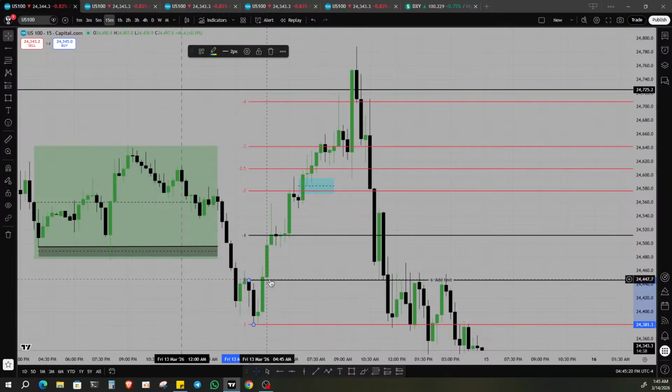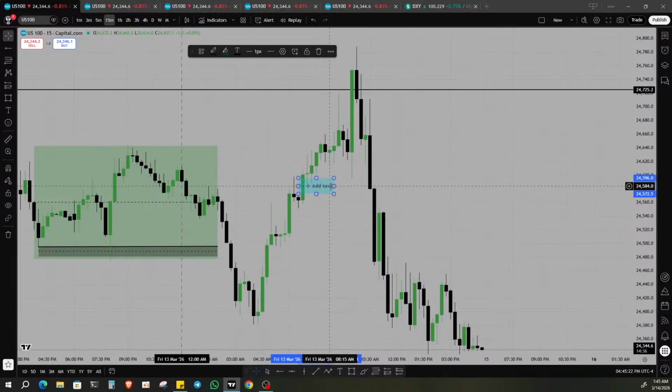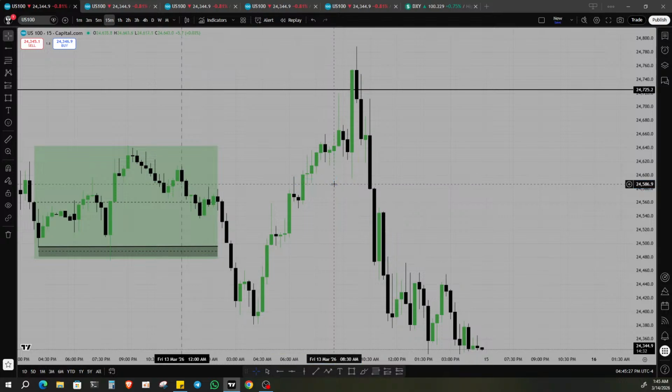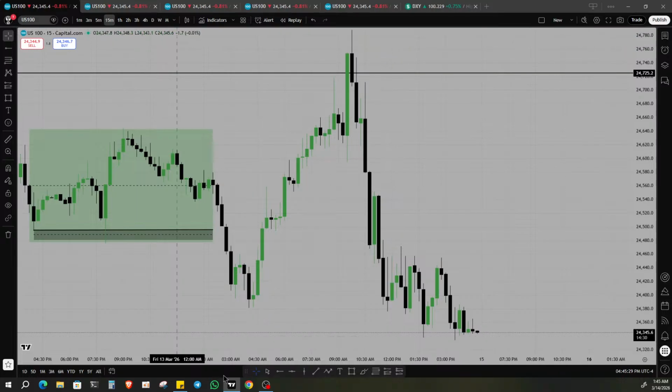Now the point is, we have done this thing. Now what we are talking about is the ICT silver bullet. ICT silver bullet requires patience. We don't care about what happened before this. What we care about is what happens after, basically 9:30 to 10 a.m. We have to wait for the 10 a.m.